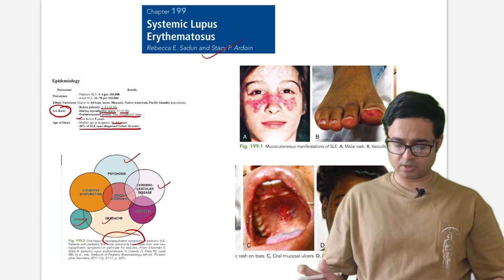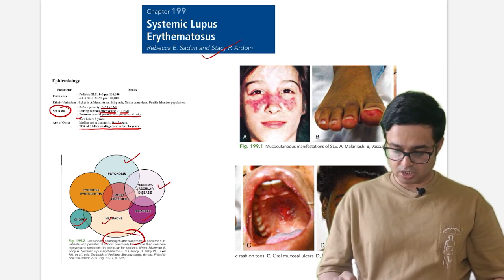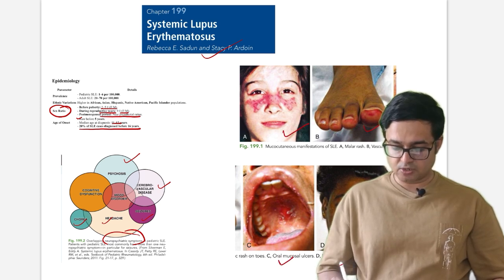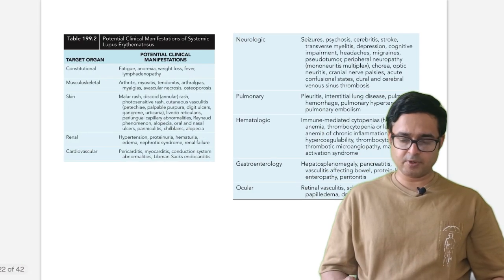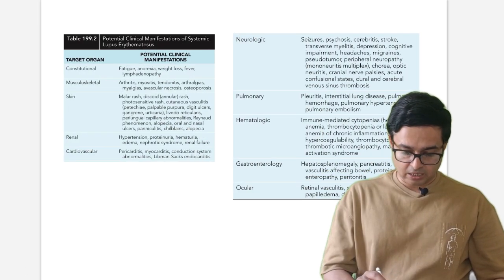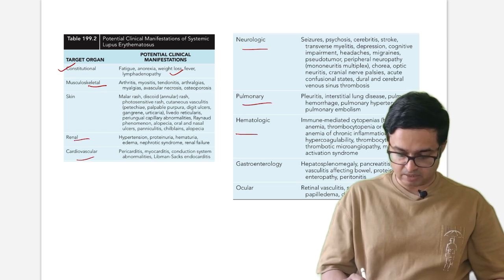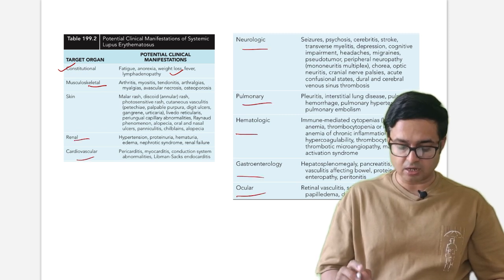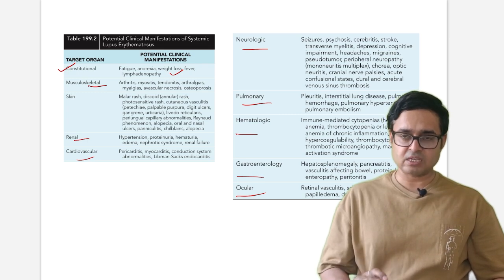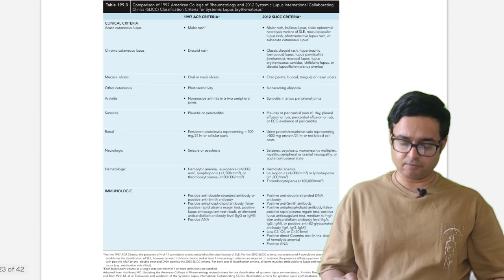Don't deviate from anything. So this is the mucocutaneous manifestation. This is malar rash, vasculitis rash, oral mucosal ulceration, and discoid rash. Just go through these images once. You will be good to go. Okay, what are the manifestations of SLE? It may be constitutional, like fatigue, anorexia, weight loss, and musculoskeletal, renal, cardiovascular, neurological, pulmonary, hematological, gastrointestinal, ocular. The purpose of this image is that every system can get involved.